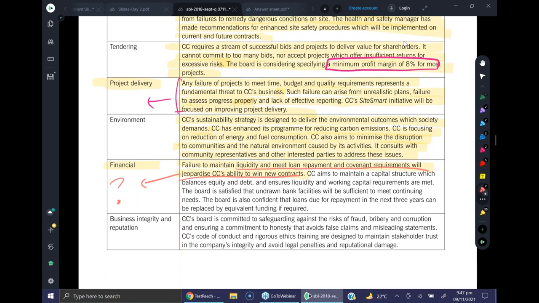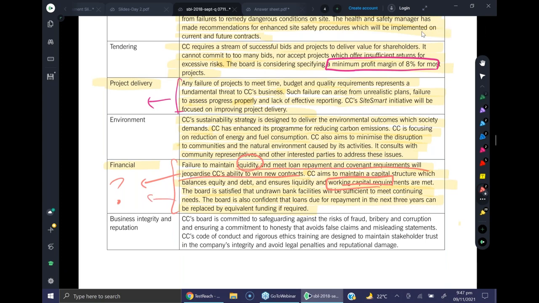CC aims to maintain a capital structure with balanced equity and debt and ensure liquidity and working capital requirements are met. The board is satisfied that undrawn bank facilities will be sufficient to meet continuing needs. The board is also confident that loans due for repayment in the next 3 years can be replaced by equivalent funding if required. So, this paragraph is giving you ideas what aspects of finance to talk about. You can talk about liquidity, the working capital needs of the project, the source of finance, the short-term source, the long-term source of finance. This paragraph is giving hints.